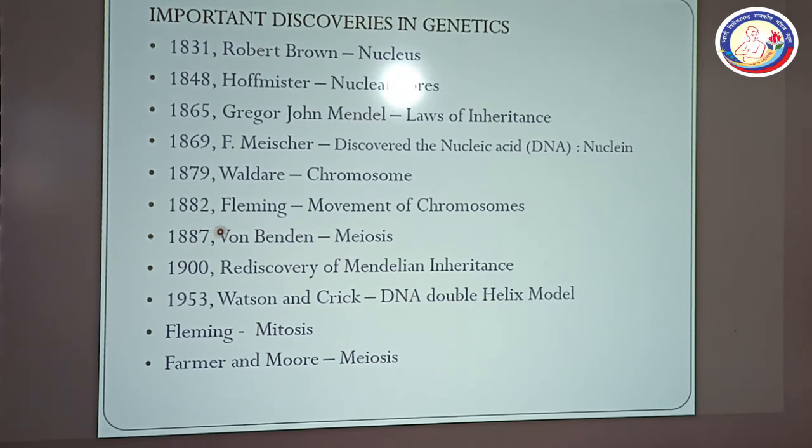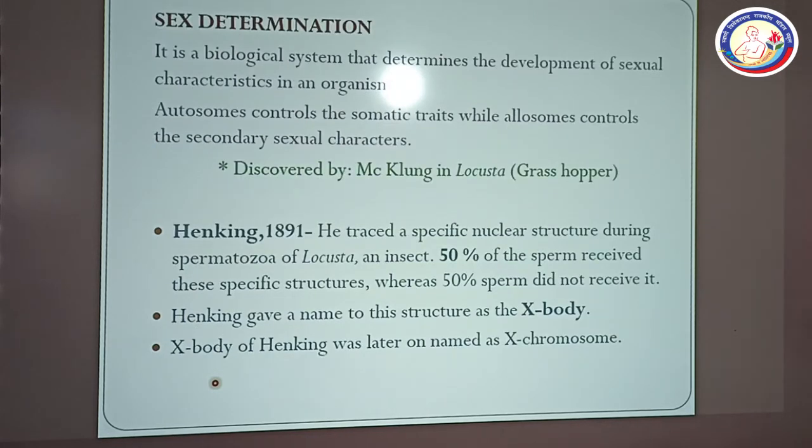In 1882, Fleming, movement of chromosomes. 1887, von Beneden discovered the meiosis. In 1900, rediscovery of Mendelian inheritance by three scientists. And 1953, Watson and Crick proposed the DNA double helix model. Fleming discovered the mitosis, and Farmer and Moore discovered the meiosis.